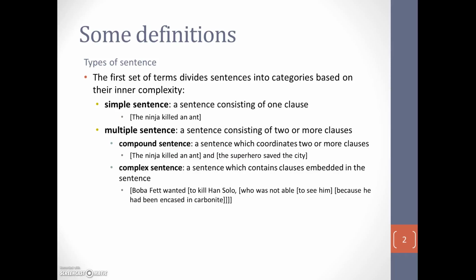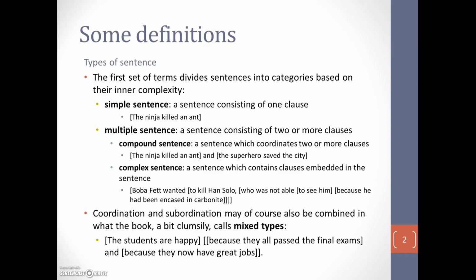We can also have complex sentences, and these contain clauses embedded inside other clauses. And we can see here I've used these square brackets to indicate how these different clauses are embedded inside. So we have this one, to see him. That's a clause which is embedded in this bigger one, who was not able to see him. Who is embedded inside this bigger one, to kill Han Solo. We have the relative clause there, who was not able, and then to see him. So you can see all these four different brackets down here at the end. So lots of clauses inside, yeah?